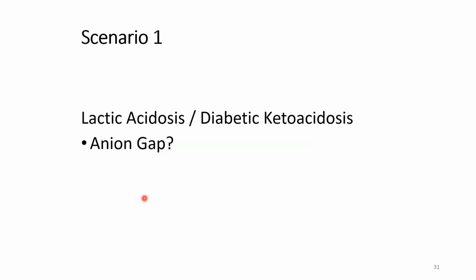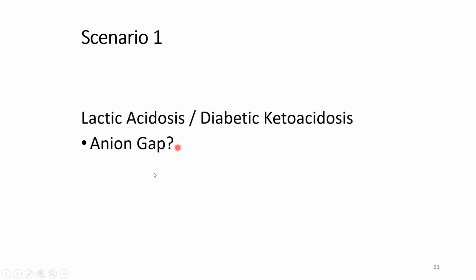So let's see, scenario one. You have lactic acidosis or diabetic ketoacidosis. In lactic acidosis, the anion would be lactate. Lactic acid basically gets buffered with bicarbonate to form lactate, so lactate will be the anion. In diabetic ketoacidosis, as we've mentioned before, there are keto acids, beta-hydroxybutyrate and acetoacetic acid. Basically, these are the ones which will be the anions.